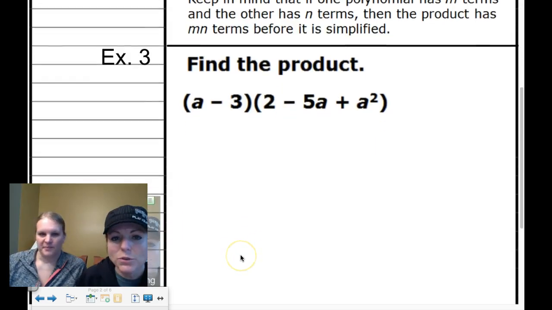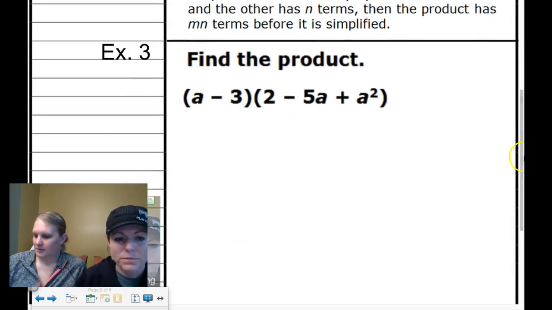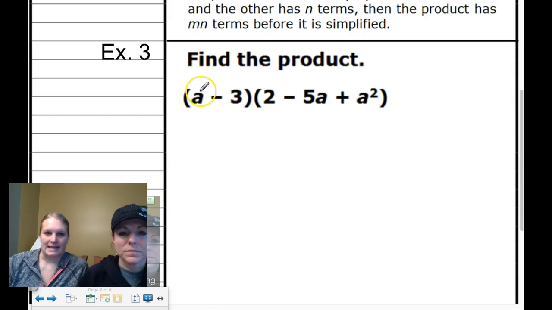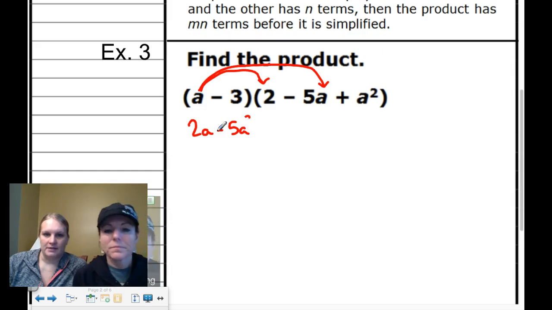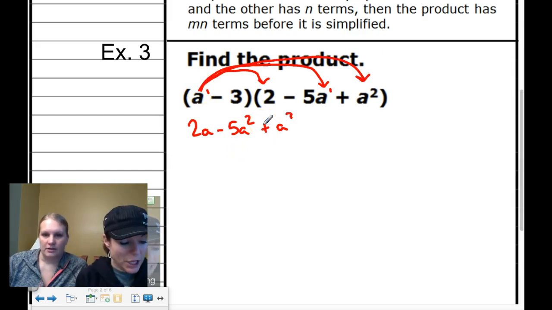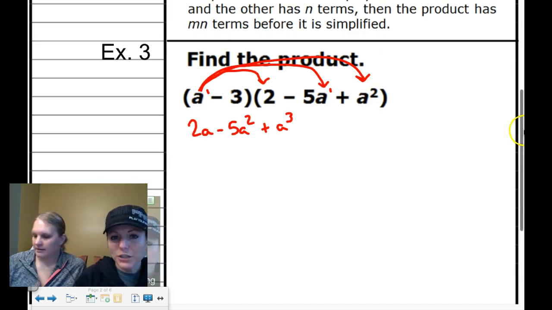Yep. Okay, so I'm going to scroll down. There we go. All right. So our first one is a times 2. Well, that's just 2a. Correct. Then we do a times a negative 5a. Right. So that's negative 5a squared. Yep. Because that's really a 1 and that's really a 1. Correct. All right, and then a times a squared, which is a to the third. Cubed. Right. All right. Now we'll change our colors.